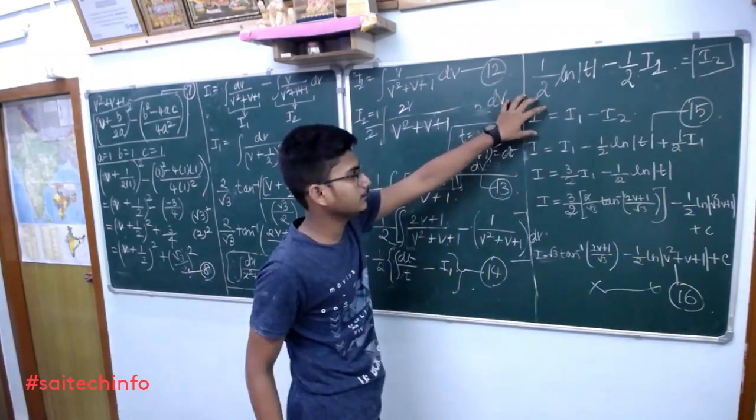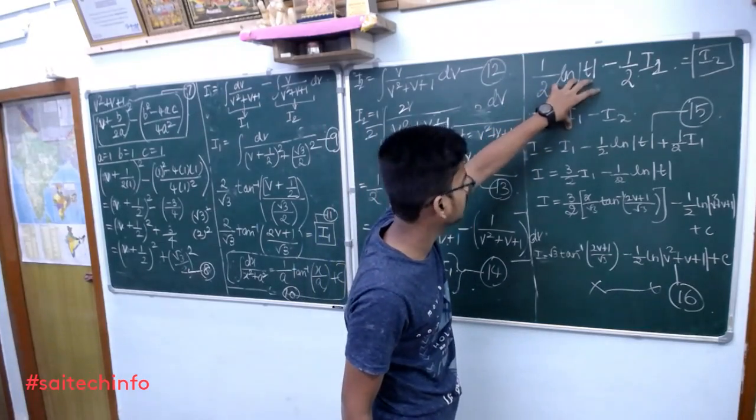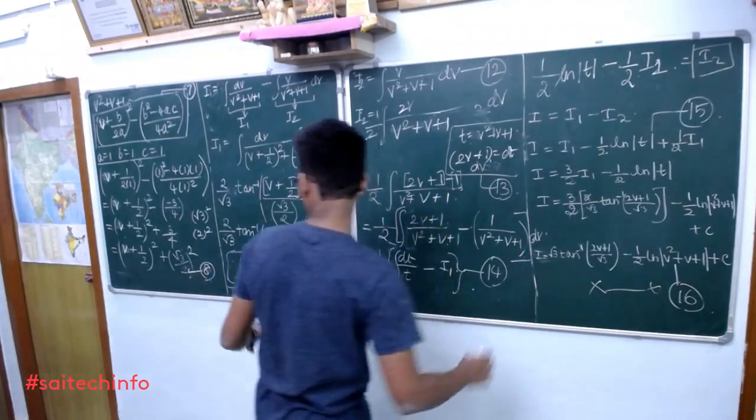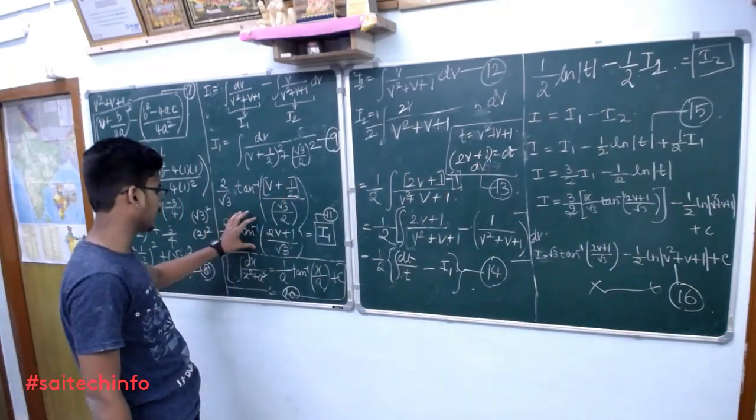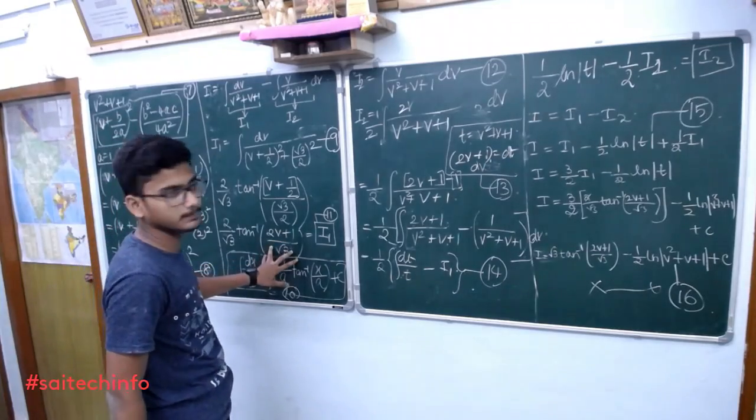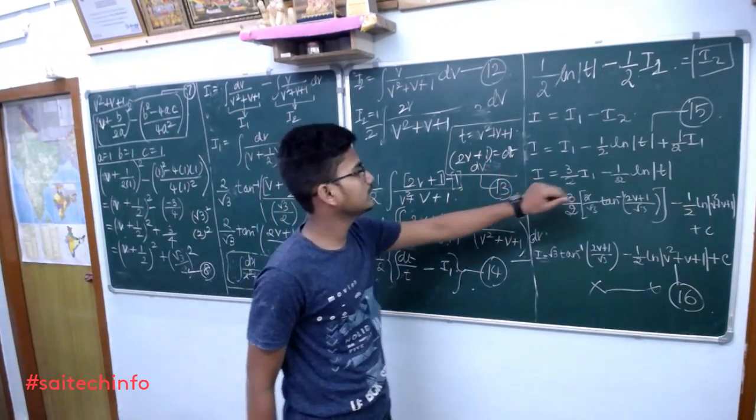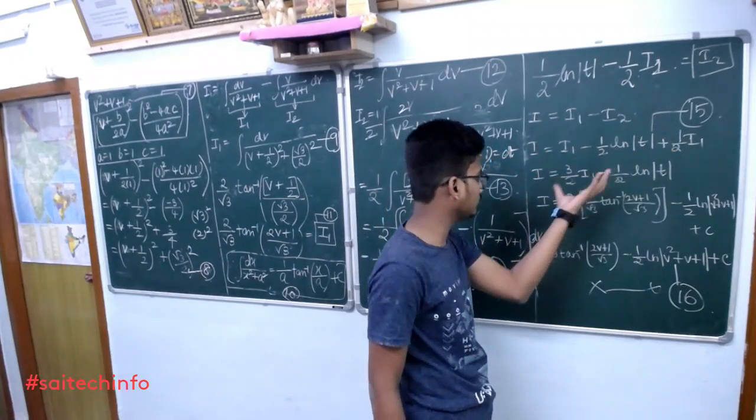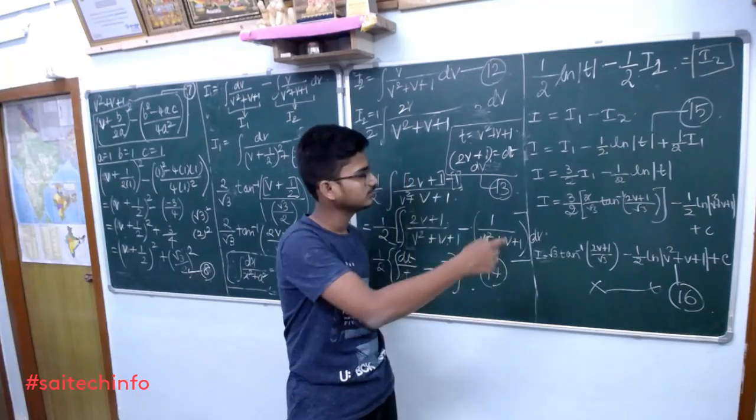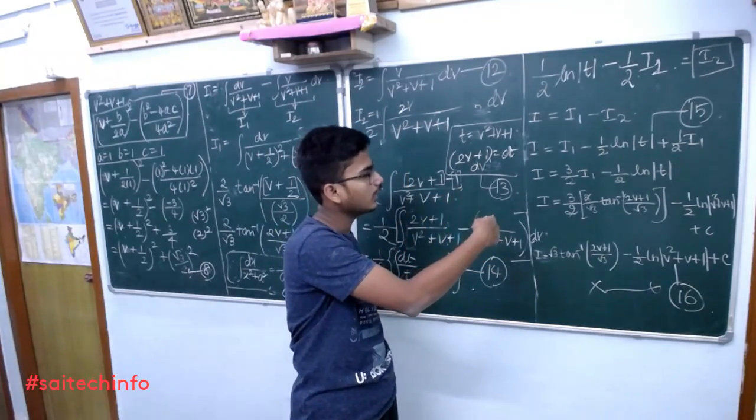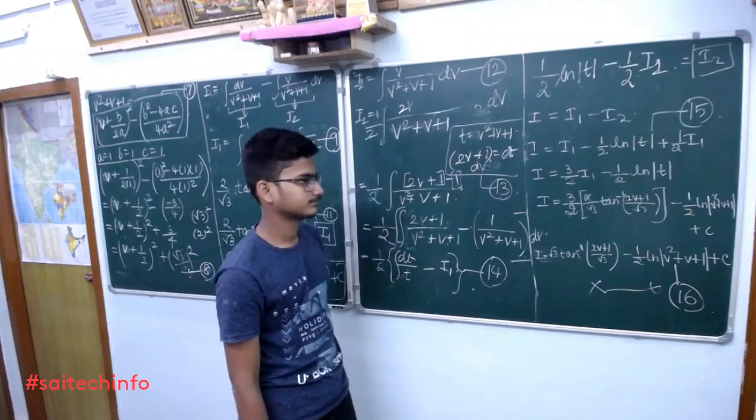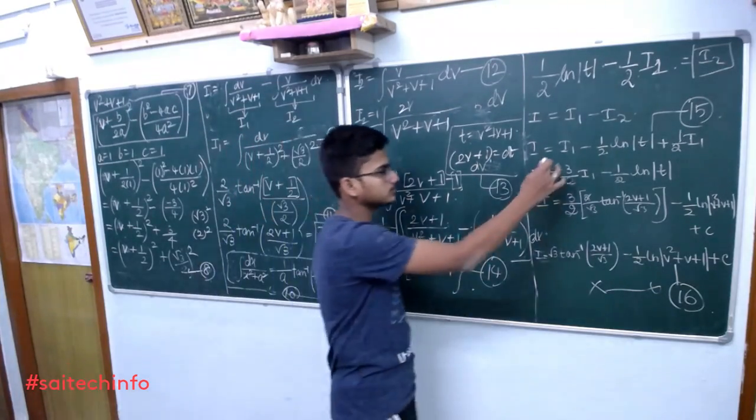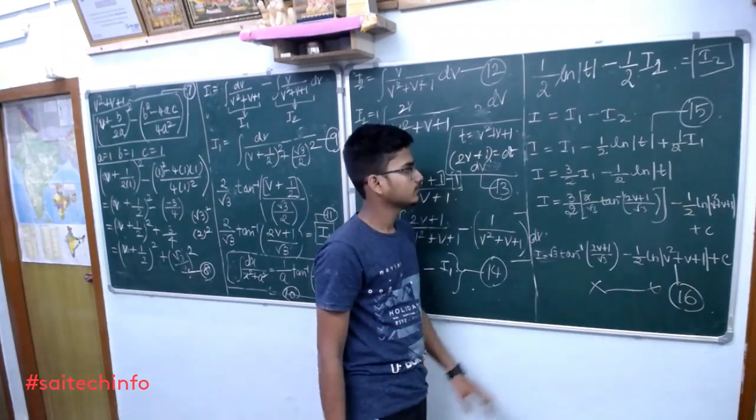So I is nothing but I1 minus I2. Substituting I1, that is 2 by root 3 tan inverse of (2v plus 1) divided by root 3, minus bringing back I2 here and substituting. Instead of substituting individually, first we solve in terms of I1. So it becomes I1 minus I2, solving in terms of I1 and then finally substituting.